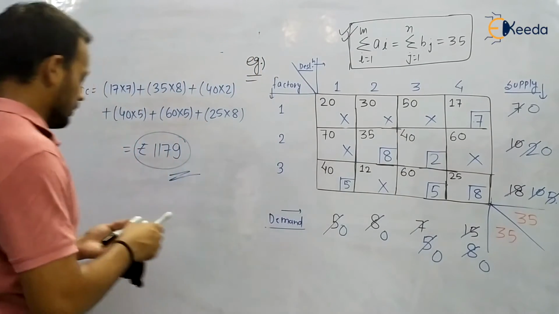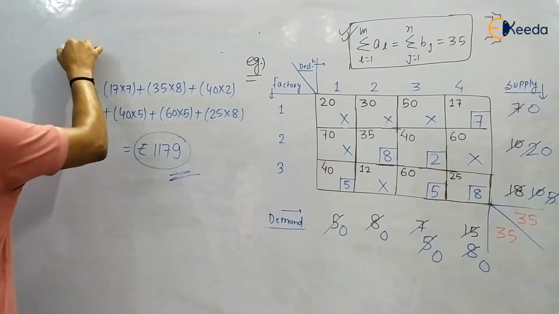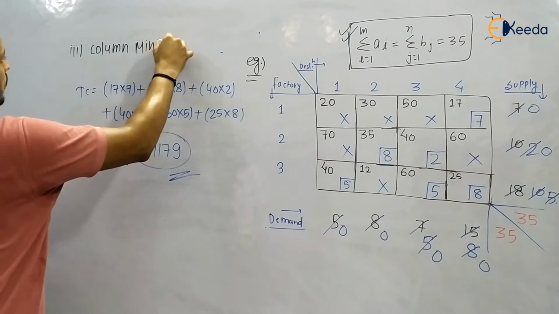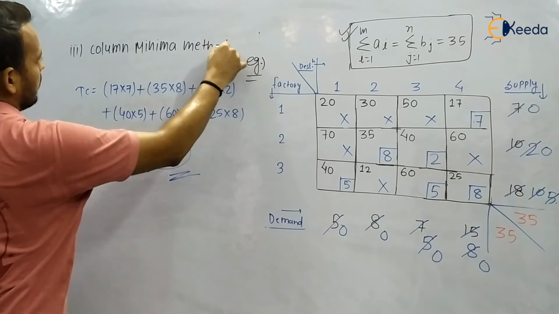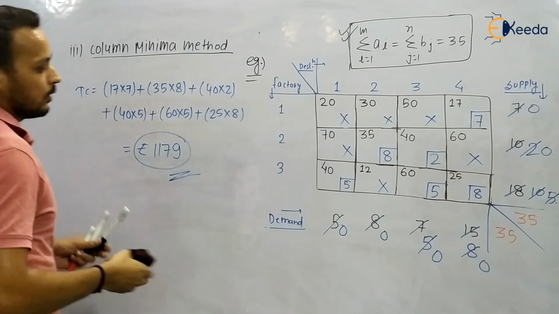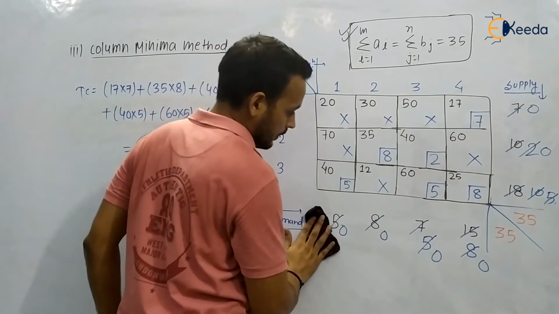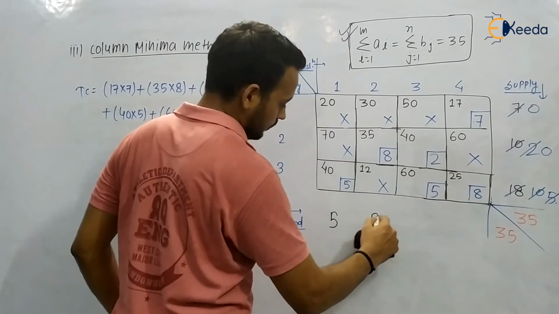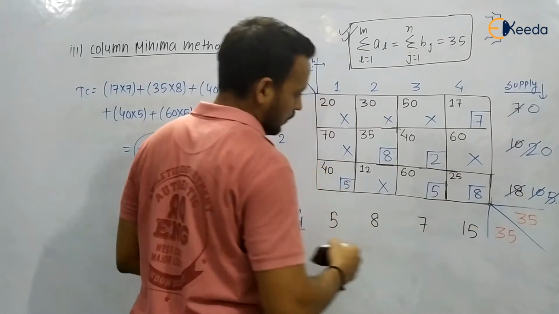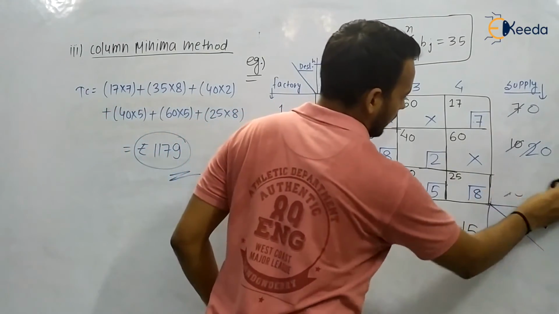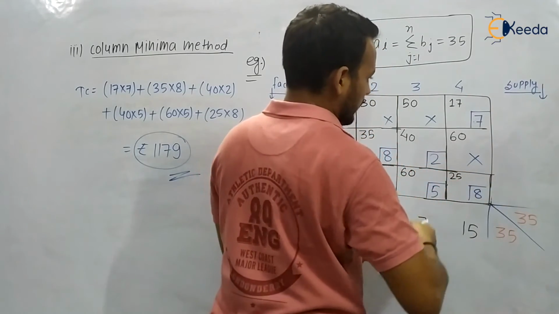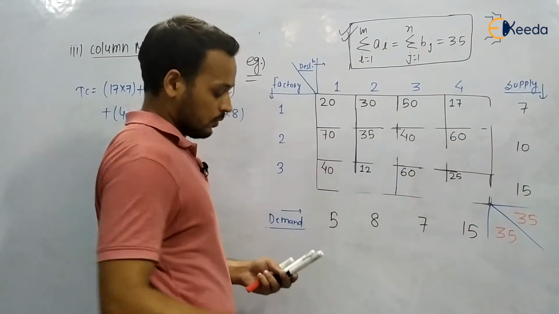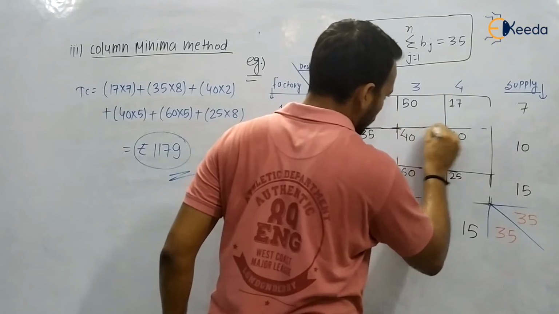Okay, repeat the steps. So our last method, the third method, is the column minima method. We are going to proceed with the same numerical: 5, 8, 7 and 15, and 7, 10 and 18. Again the problem is balanced. Now we will solve this with the method of column minima.